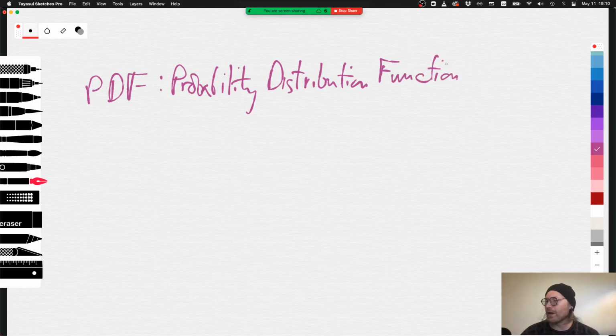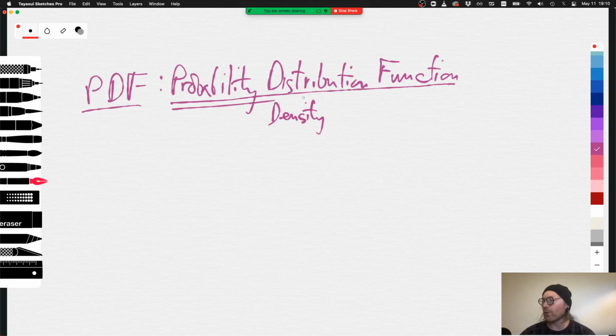And you might see sometimes probability density function, both in our notes and out in the world for PDF. But the generally accepted form of this is probability distribution function. So default to that. So what is the difference between a PDF and a PMF?